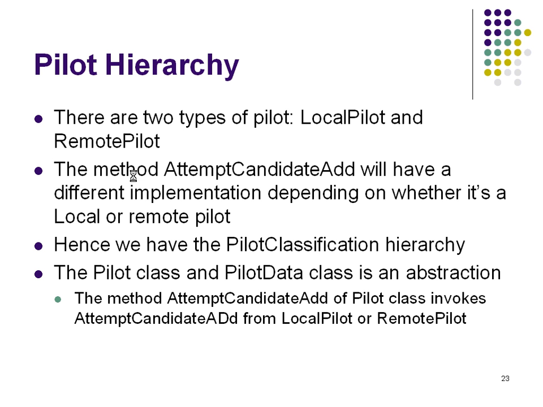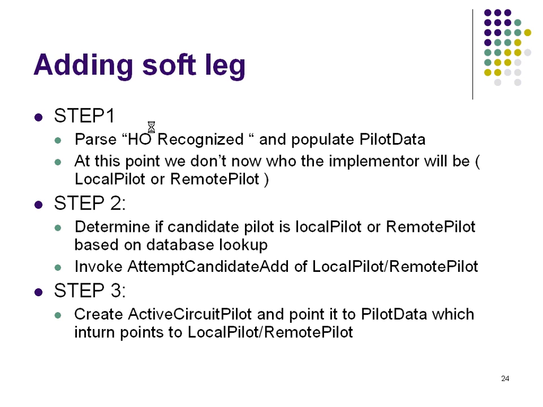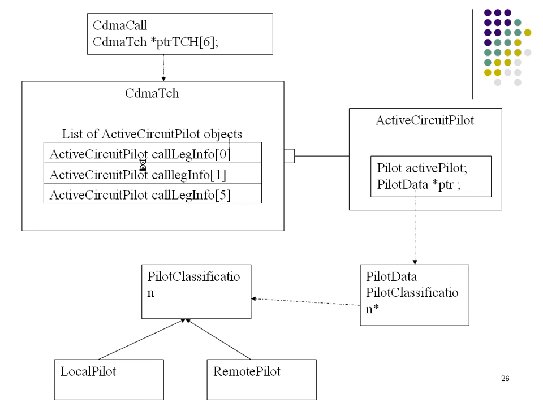And then we call the method attempt candidate add, because once we figure out from the database lookup that this is a local pilot or remote pilot, then we know which method has to be implemented. The pilot class and the pilot data class is an abstraction. So the third step is, once the execution of attempt candidate add is done, which basically means that in a very simplistic description, the candidate has been added. The third step is to create an active circuit pilot object and point it to the pilot data object, which is shown in this picture.